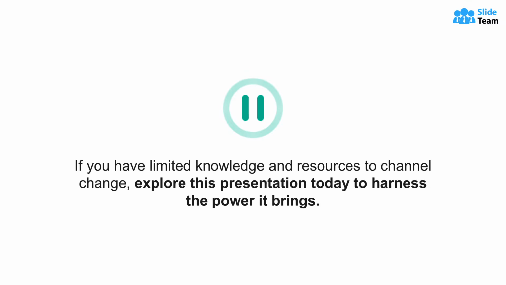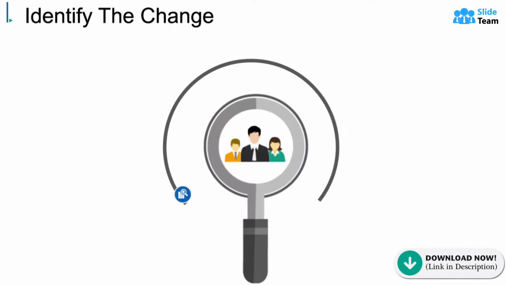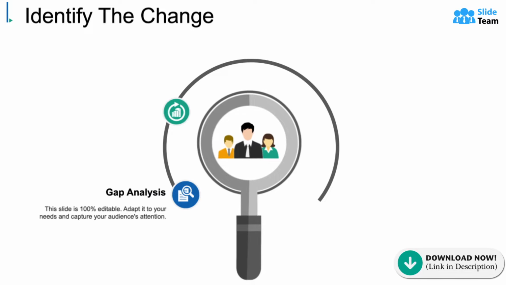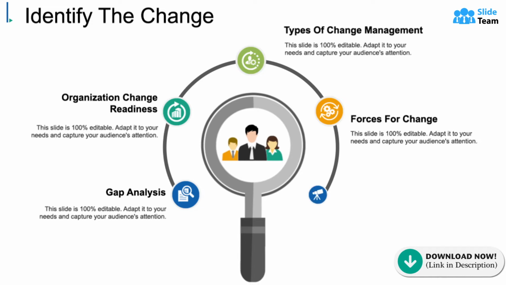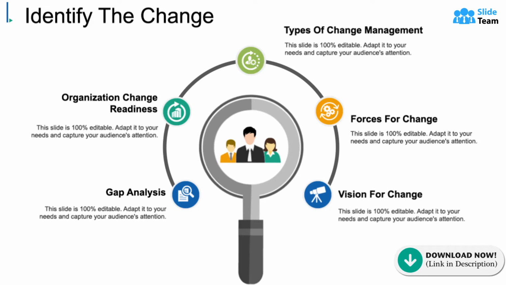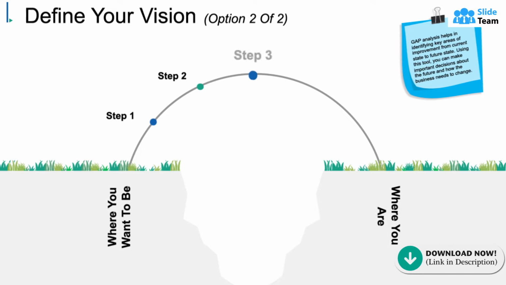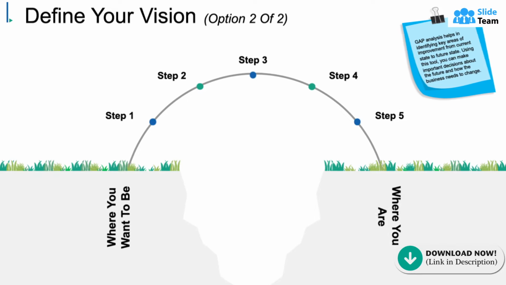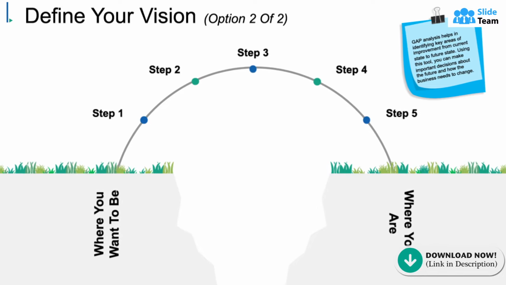If you have limited knowledge and resources to channel change, explore this presentation today to harness the power it brings. The key to successful change management is knowing where to focus your efforts. It starts with analyzing the driving forces for change and identifying its need. Once you identify the change needed, draw a vision that provides direction and purpose to your effort toward it. A vision ensures all stakeholders' interests are aligned.